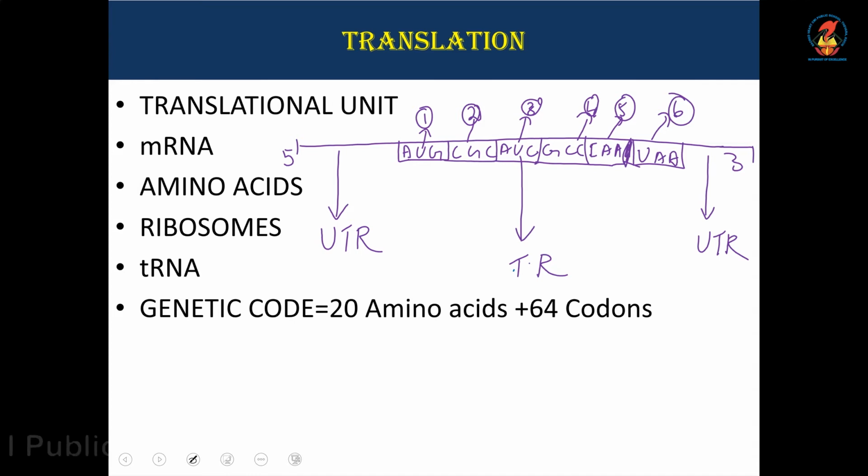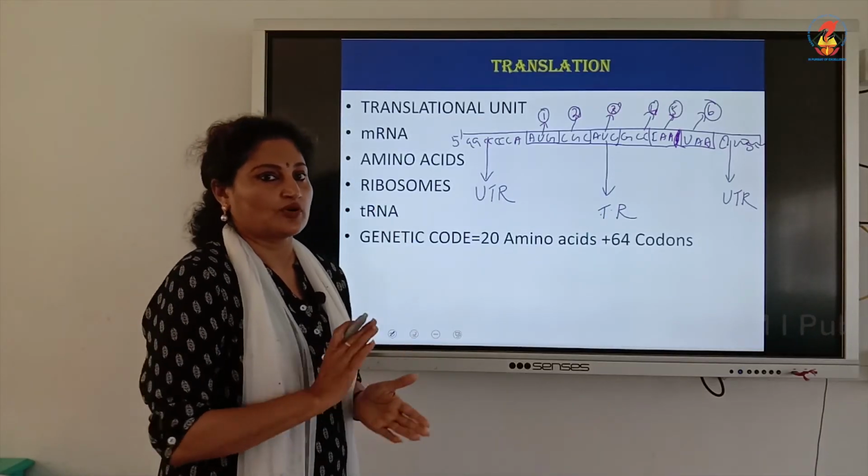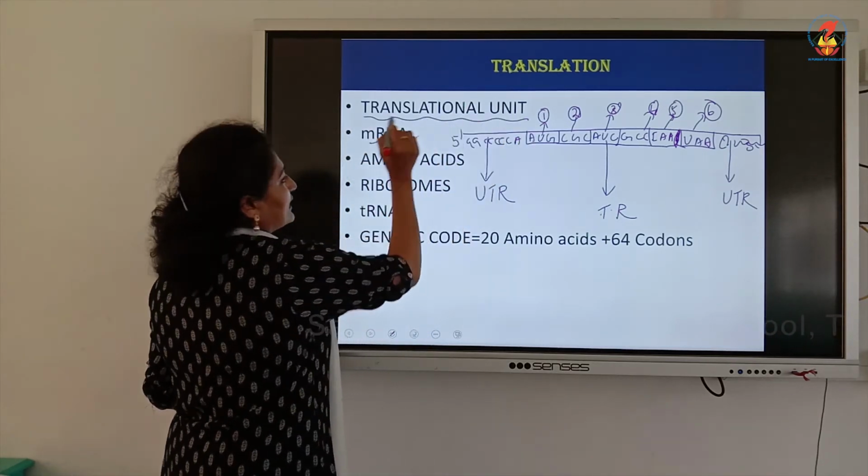Here also there may be bases A, C, C, C, C, G, G, G, whatever, but they are untranslated. Only the region that is going to be translated is between the start and stop. And remember, the bases are read in triplets called codons. So, that is the translational unit, that is the mRNA.